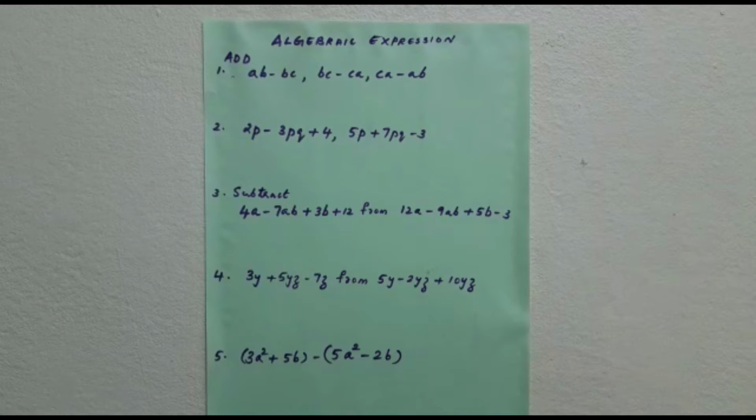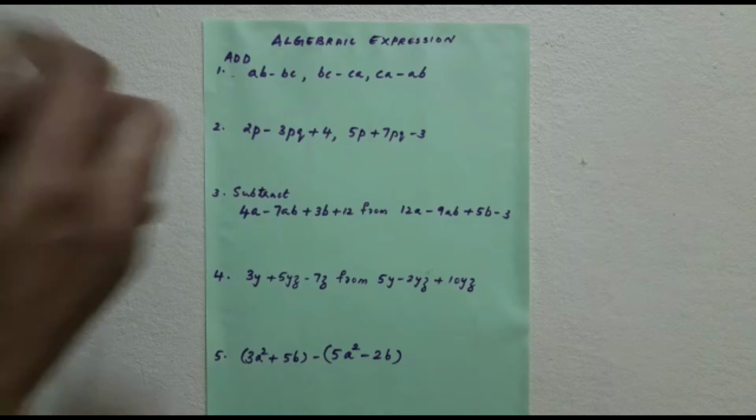Hi students, today's topic is algebraic expressions. In algebraic expressions, how to simplify polynomials means addition and subtraction between the algebraic expressions. The first one: ab minus bc, bc minus ca, and ca minus ab. There are three polynomials.